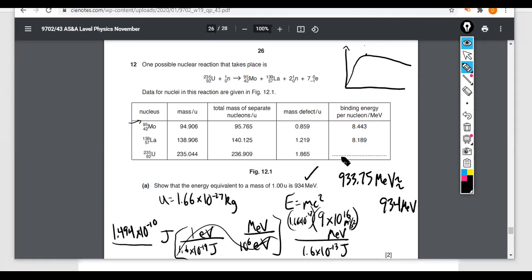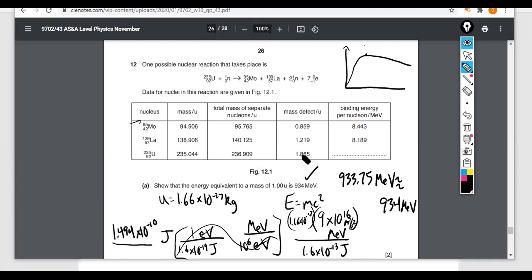So remember how we do this. We have to figure out the difference between the mass of the actual atom, and if we were to separate all 235 nucleons apart from each other and add up their individual masses, it would be this. So there is a difference. There is a mass defect.